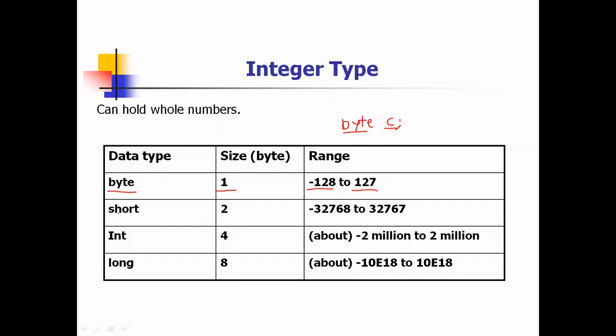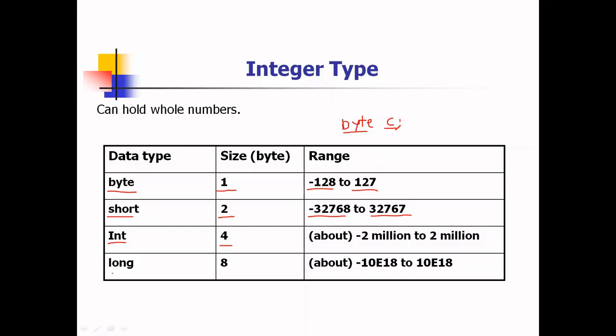Okay, the second integer type is short, which takes 2 bytes. That means it takes 16 bits, and the values which we can store varies from -32,768 to +32,767. In case of integer, that is int, it takes 4 bytes, and we can have values approximately -2 million to +2 million.